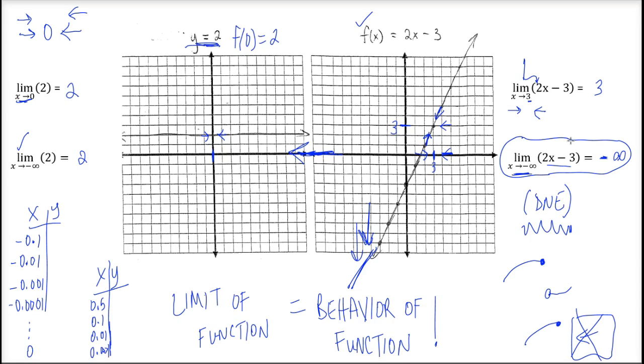But I just wanted to try to pepper those things in, and hopefully as we do more and more of these, this will start to make sense. Again, the key to this, in my opinion, is that if you know how to graph these basic functions, and you know what the graphs look like, and you understand that limits equal behavior, then all this stuff starts to make a whole lot of sense.